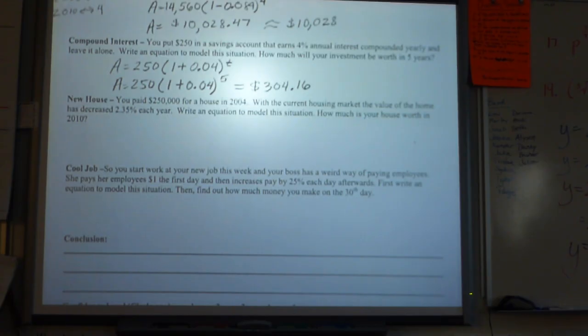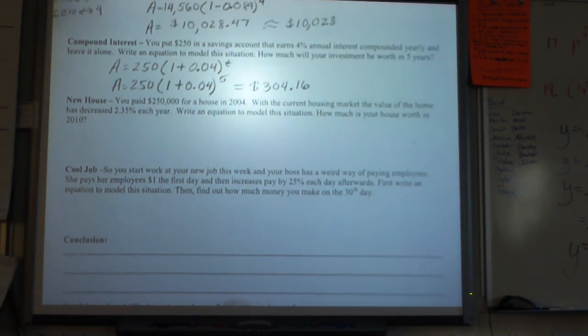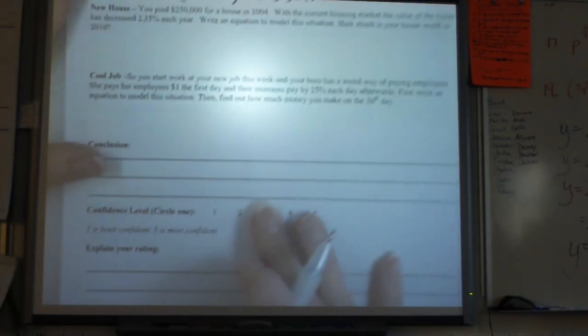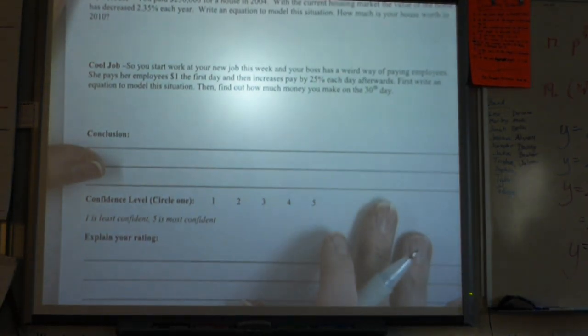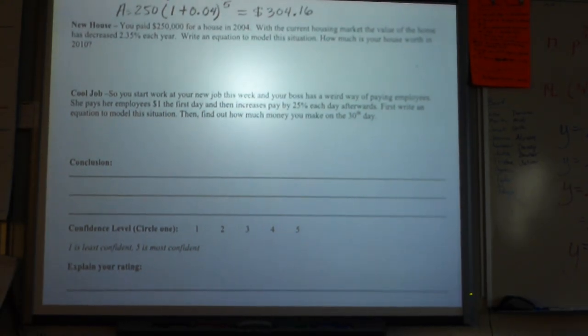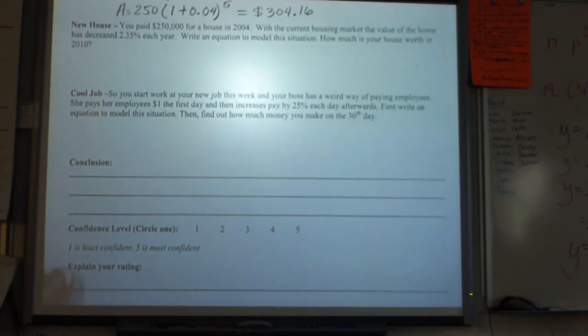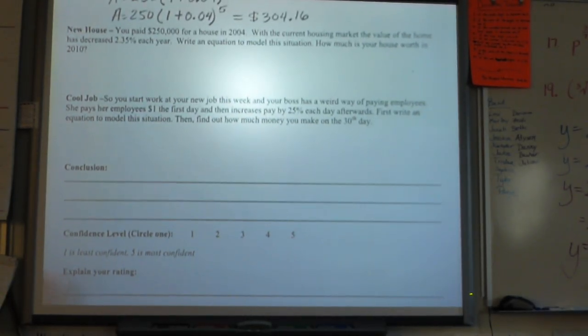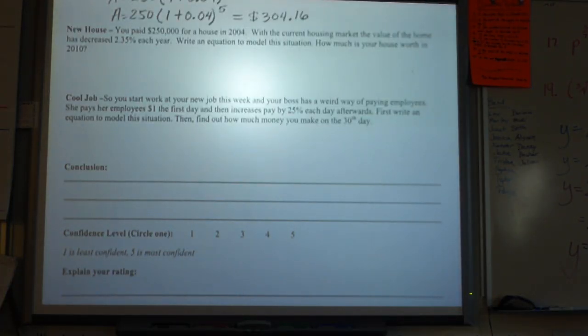All right, then new house. You paid $250,000 for a house in 2004. With the current housing market, the value of your home has decreased 2.35% per year. Now that's not typical. Typically the housing market increases, not always, but typically. So we had some very bad financial events happening in that time period. So write an equation to model the situation. How much is your house worth in 2010?